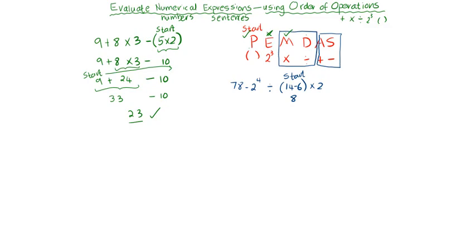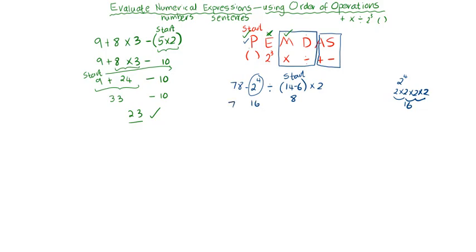So we can see that we're done with the parentheses. Do we have any exponents? Yes, so we're going to do the exponent next. 2 to the exponent 4, 2 to the power 4. Remember, 2 to the power 4 means 2 times 2, 4 times. So 2 times 2 is 4, 4 times 2 is 8, and 8 times 2 is 16. So we know this is going to give us 16.